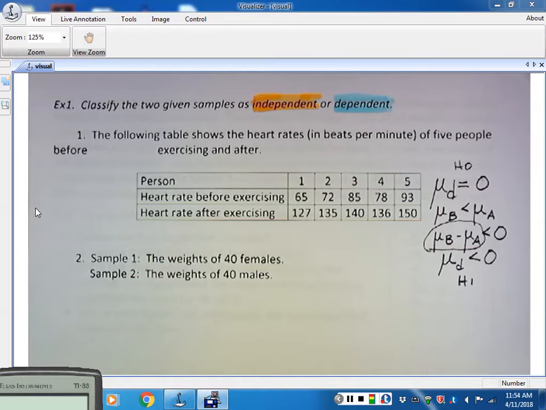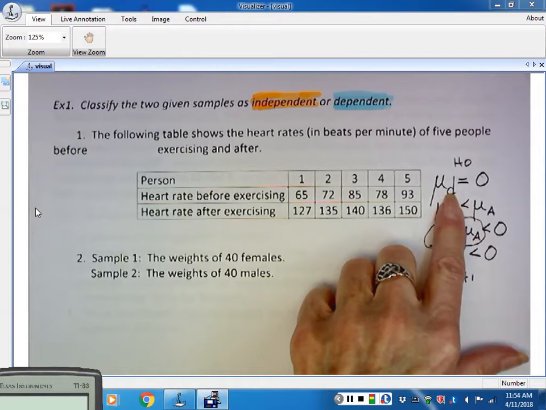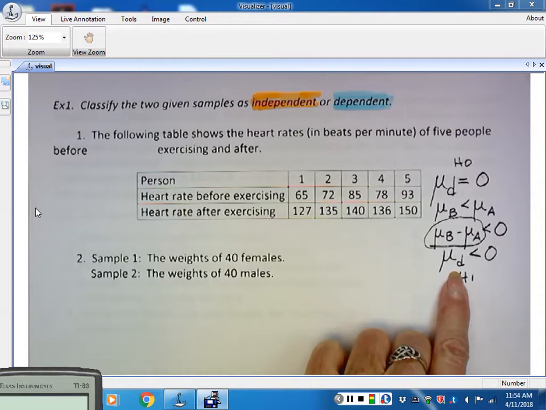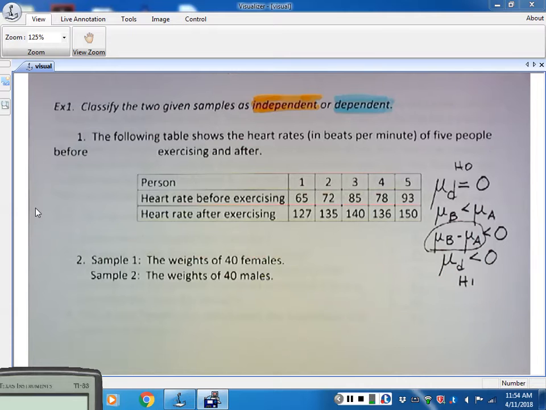So then we would be able to calculate the mean of those differences and determine whether or not it's close enough to 0 to say, well, there really wasn't any difference, or is it more like this in our left tail hypothesis test. If we rejected H0, then we would say, yes, there is a difference. Their before rate minus their after rate is negative, meaning that exercise raises your heart rate. Okay, and we could come back and work this problem in a little while if we wanted to. So for this one, we decided that that one is dependent.